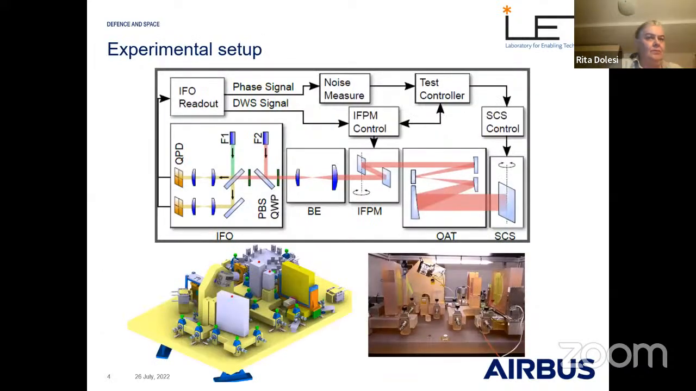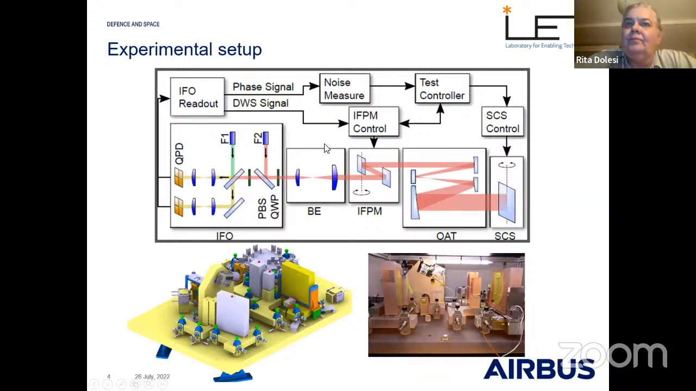The experimental setup is shown at the top here as a sketch. Can you also see my mouse, by the way? Okay, now it's okay. We are looking at the fourth slide. And can you see my pointer? We can see the mouse, yes. Okay, perfect. So I will use this as a laser pointer.